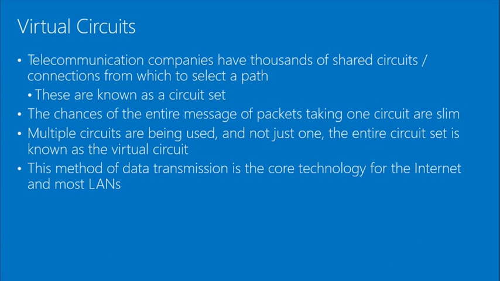Virtual circuits. Telecommunication companies have thousands of shared circuit connections from which to select a path. These are known as a circuit set. The chances of an entire message taking the same circuit are slim. And when I say message, I don't mean one single frame. I mean, I'm sending a document. This document, going down through the OSI model, has been broken up into individual postcards, and it's unlikely that those postcards will all take the same route.